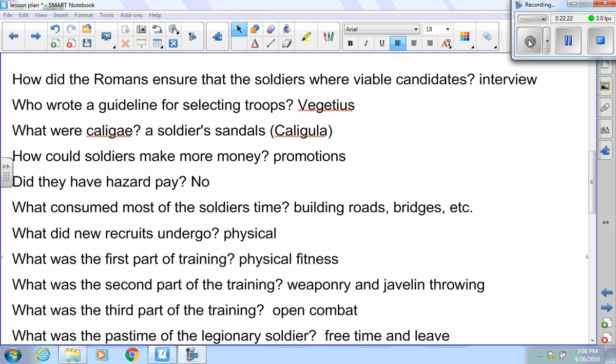What was the first part of training? They went through physical fitness, something that I don't believe I could make it through. What was the second part of the training? Weaponry and javelin throwing. Sounds fun. Third part, open combat.